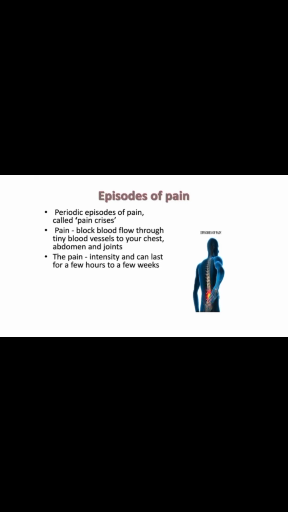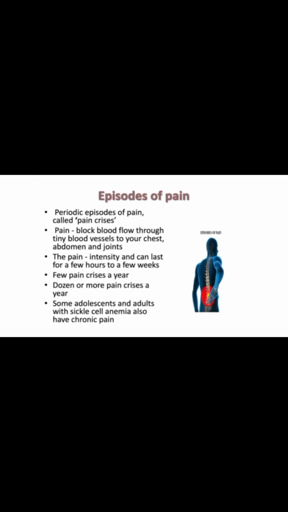The pain varies in intensity and can last for a few hours to a few weeks. Some people may have only a few pain crises a year, whereas others may have a dozen or more pain crises a year. A severe pain crisis requires a hospital stay. Some adolescents and adults with sickle cell anemia also have chronic pain, which can result from bone and joint damage, ulcers, and other causes.